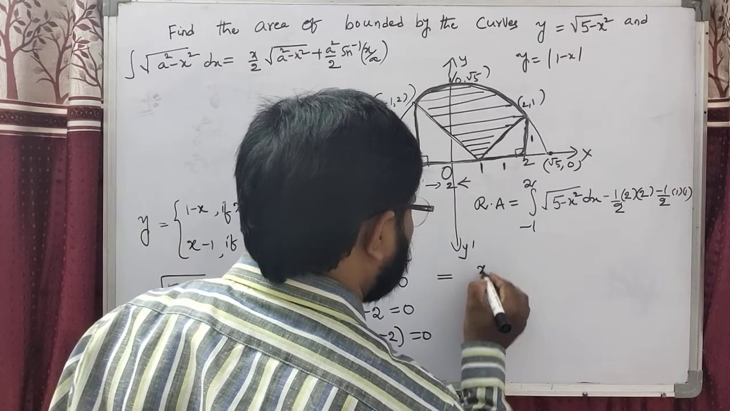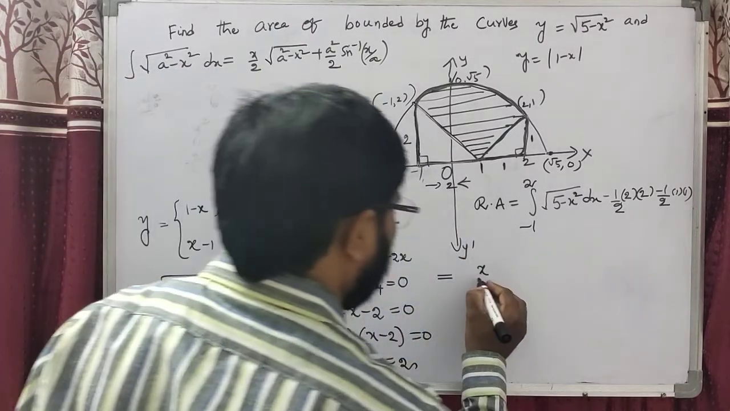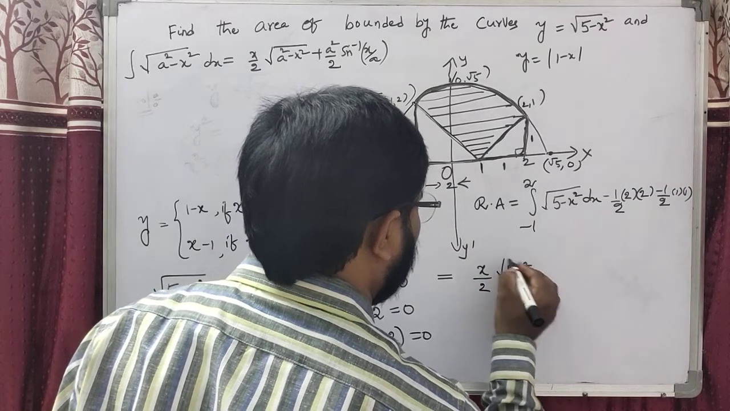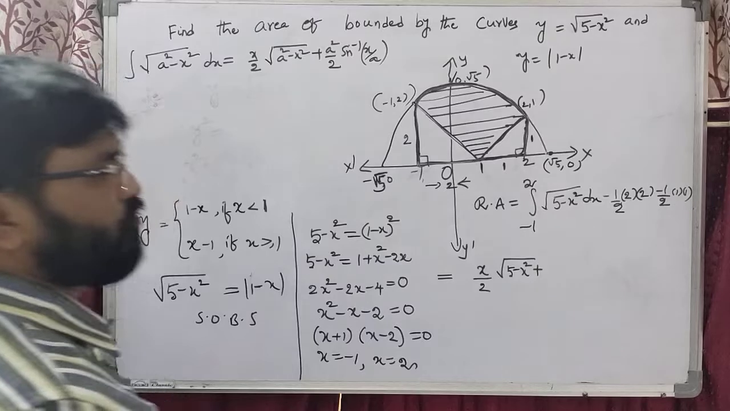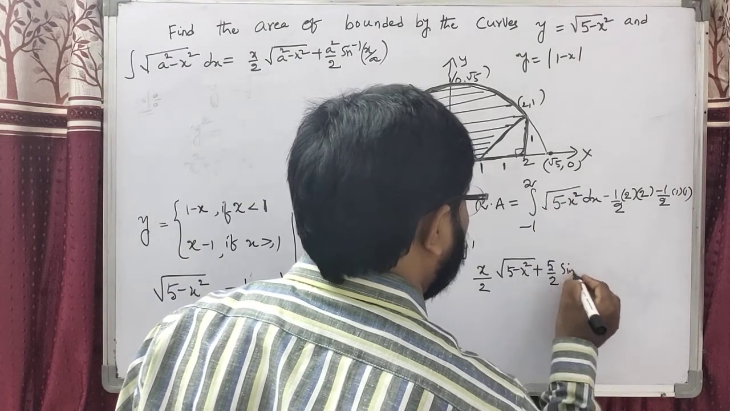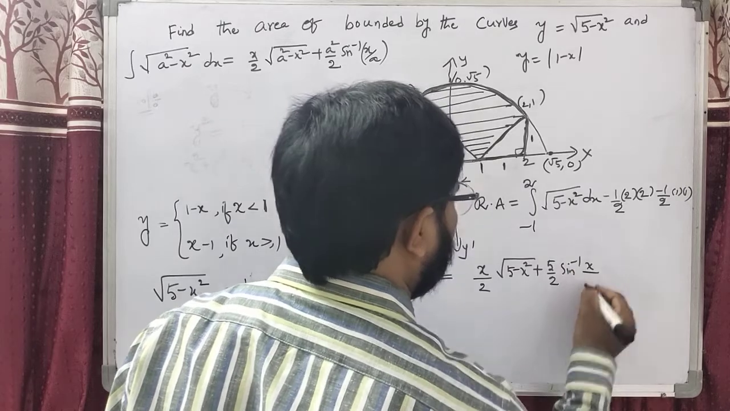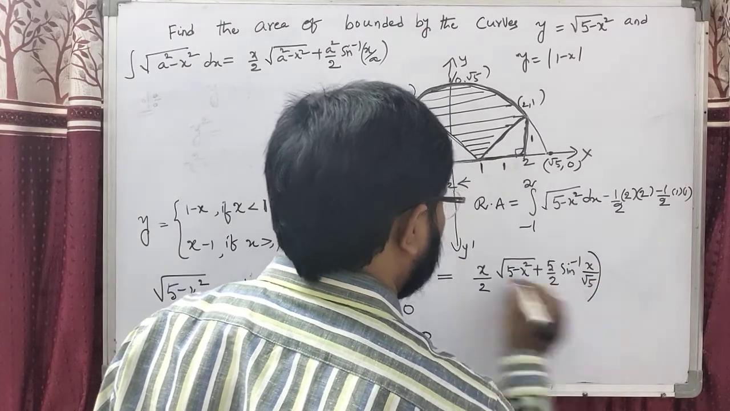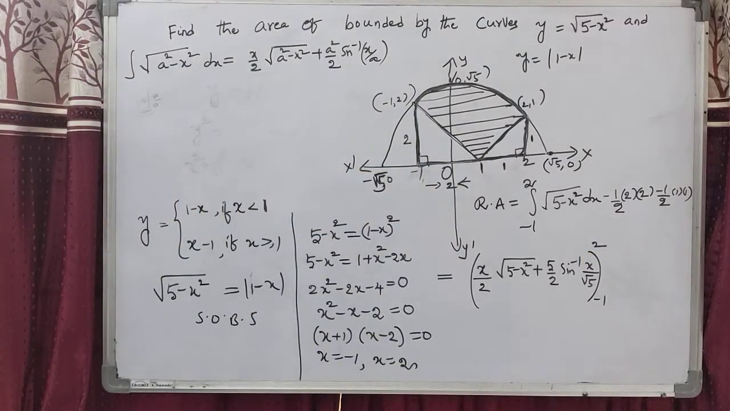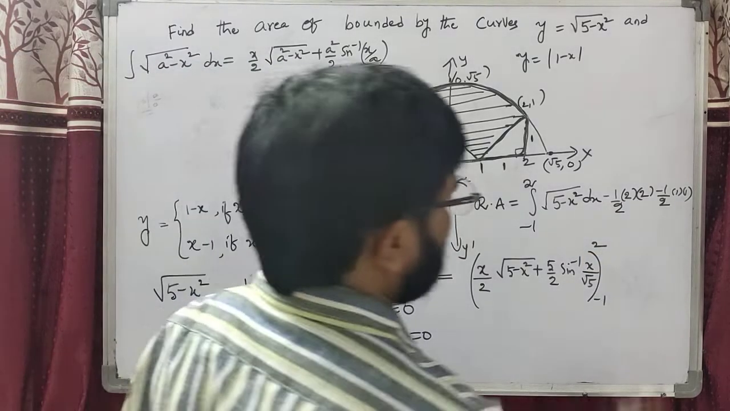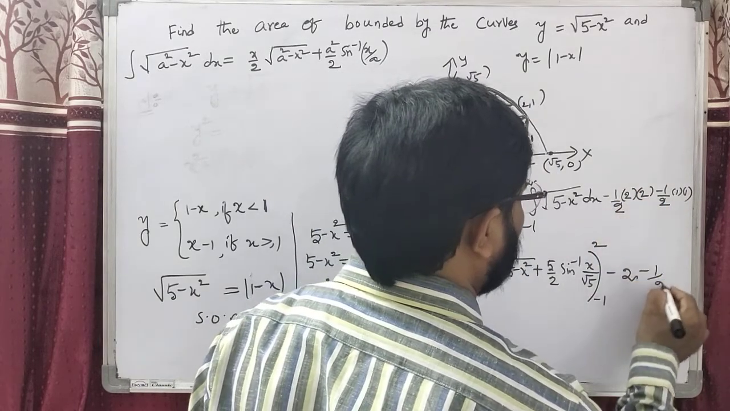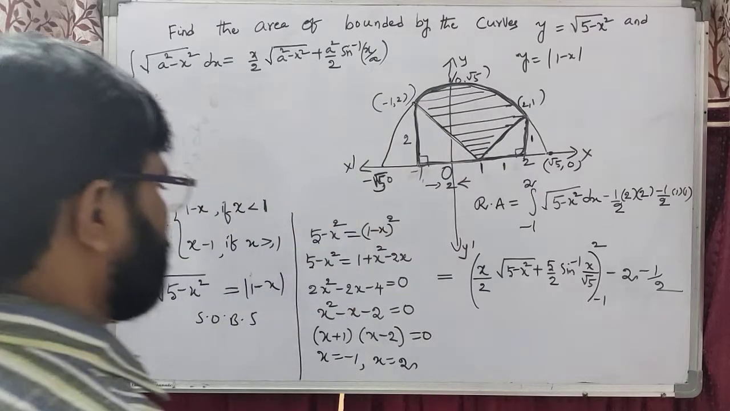Dear students, we can write here a square is root 5 whole square. Now x by 2 root of 5 minus x square plus a square by 2, a square is 5 by 2, sine inverse of x by a, a is root 5. The limits are -1 to 2. Now this area is, the 2 cancel, this is minus of 1 by 2, minus of 1 by 2.